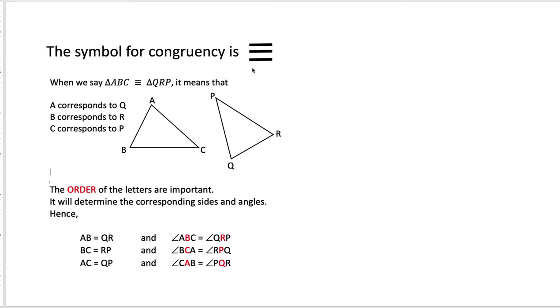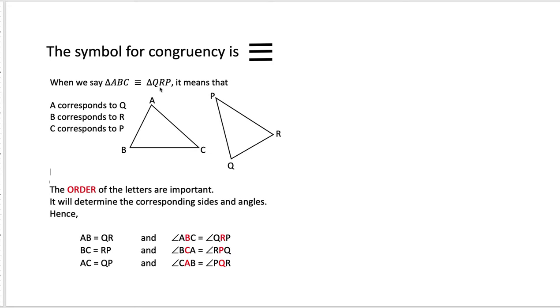The symbol for congruency is three parallel lines. When we say that triangle ABC is congruent to triangle QRP, it simply means that A is the corresponding point of Q, B is the corresponding point of R, and C is the corresponding point of P. The order of the letters is important. It will determine the corresponding sides and angles.